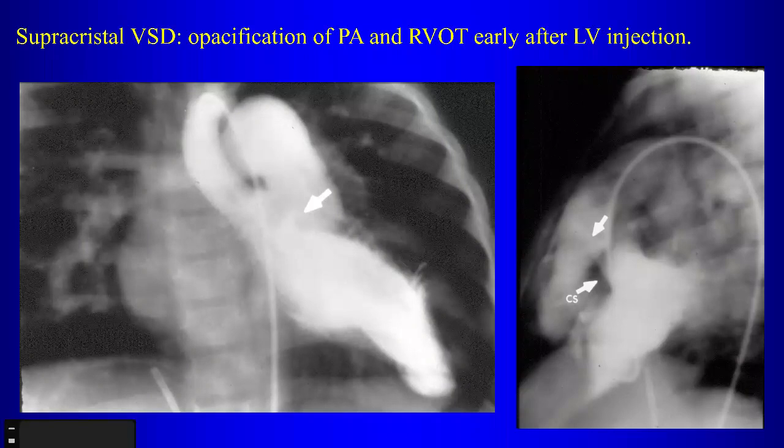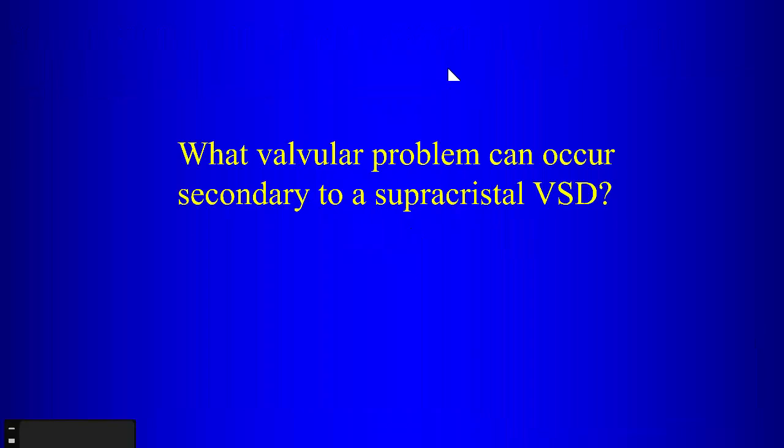So with the higher ventricular septal defects, and as illustrated here on the angiography, this can sometimes show opacification of pulmonary arteries in the right ventricular outflow tract very early after injection because the defect is located so high. So the contrast just goes shooting right into the pulmonary artery there for those types of ventricular septal defects. There is a valvular problem that can occur secondary to those high supracrystal ventricular septal defects. What kind of valvular problem might be associated with those?